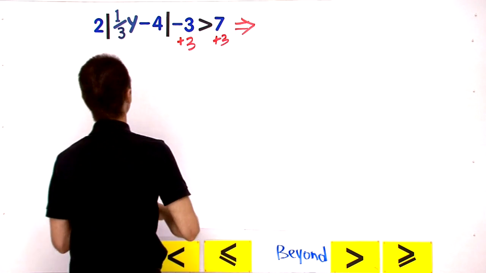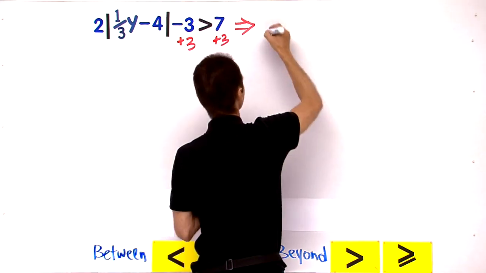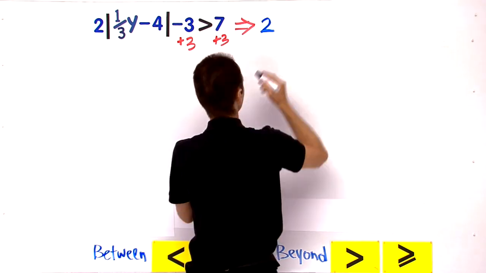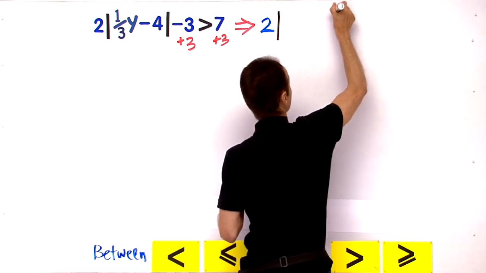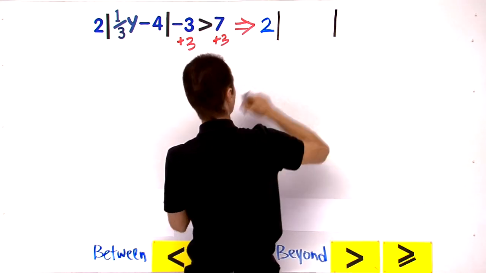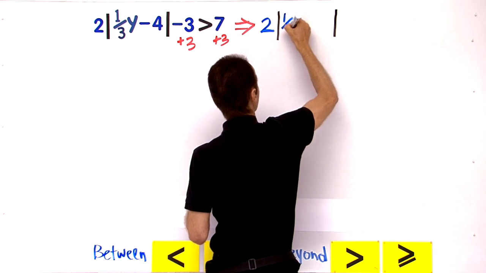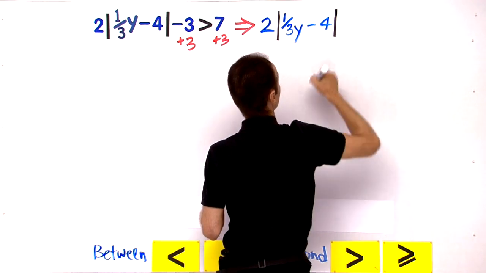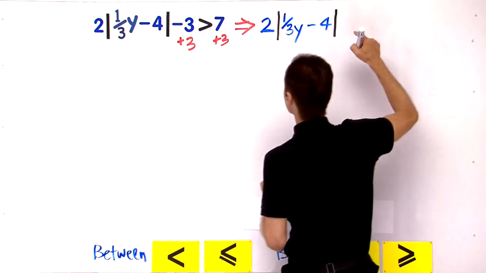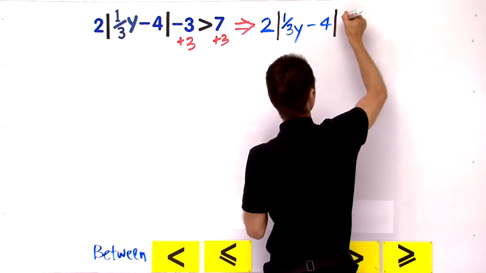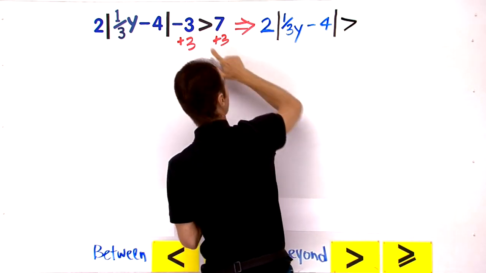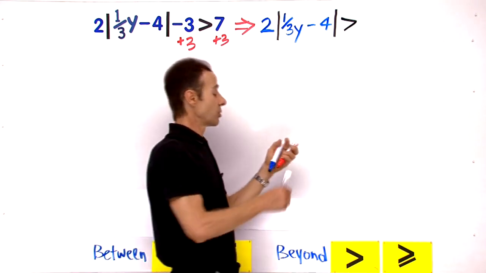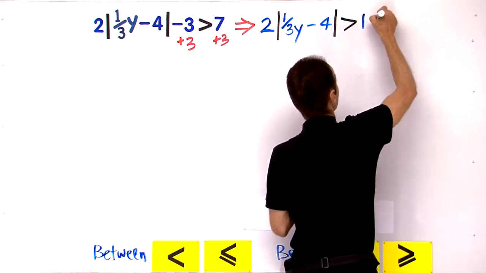So what's that going to give us? Well, that's going to give us the 2 again. So this will be a 2 here. There's our 2, and the absolute value brackets. Inside we have the same, 1/3 y and minus 4. The 3 eliminates. Now we have the greater than symbol still. There it is, greater than. And the 7, what does that become? Well, we add 3 to it, so 7 plus 3 is 10. So we simply put a 10 right over here.